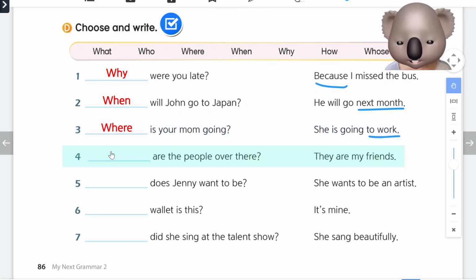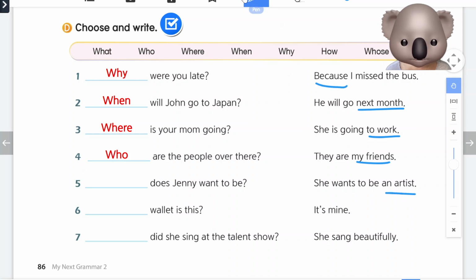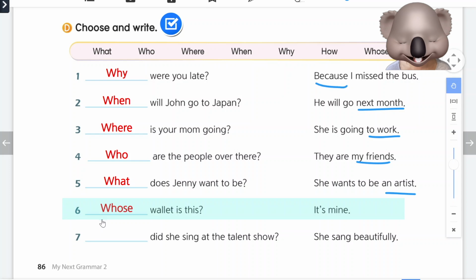Number 4, are the people over there? They are my friends. Friends는 사람들이죠? 누구? Who are the people over there? Number 5. Does Jenny want to be? She wants to be an artist. 무엇? What does Jenny want to be? And number 6. Wallet is this? It's mine. 내 거. 그럼 누구 거? Whose wallet is this? Great.